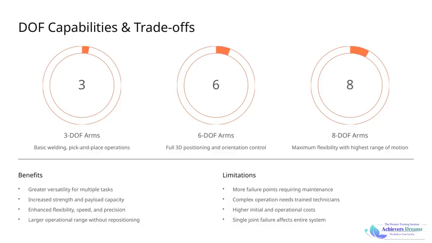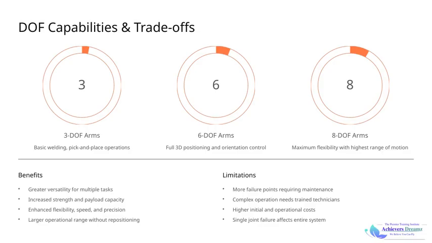Now let's look at the benefits. With more DOF, you get greater versatility across multiple tasks, increased strength and payload capacity, and enhanced flexibility, speed, and precision. Plus, you can operate over a larger range without needing to reposition the arm constantly, which saves time and increases efficiency. But of course, there are trade-offs.